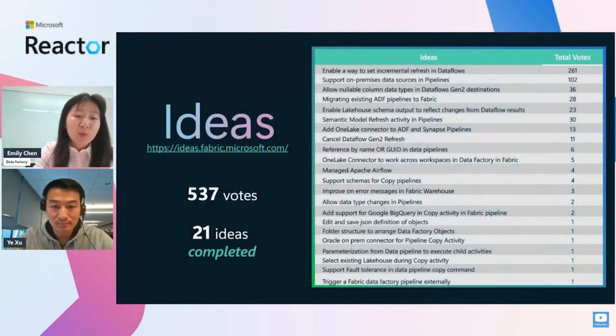Ideas is one of the main channels we built to get product feedback. We try to systematically work through those ideas based on the votes provided by you. In the last year, we have completed the features that are among the most voted, with 537 votes, and over 21 features delivered to address our customers' requests. We have more on the way. So be sure to take a look at the ideas and share your feedback and requests with us.